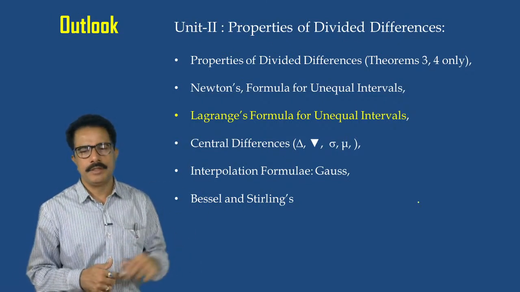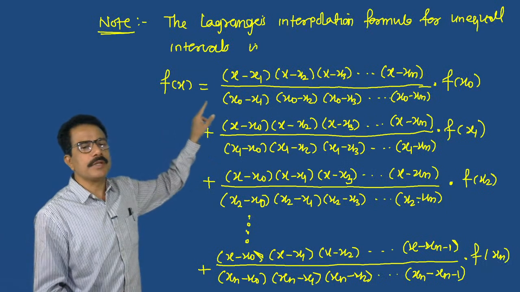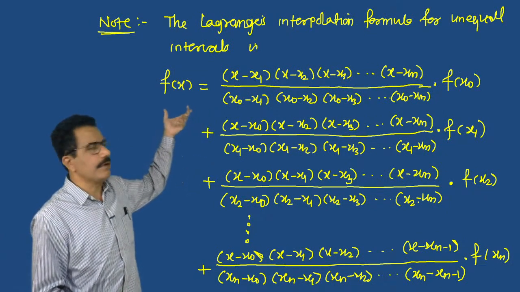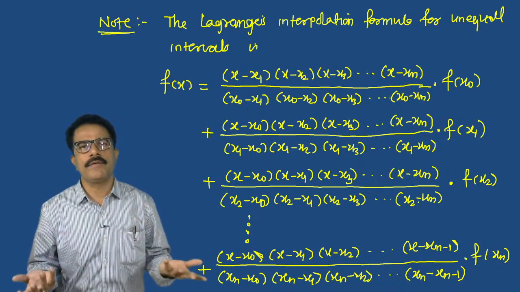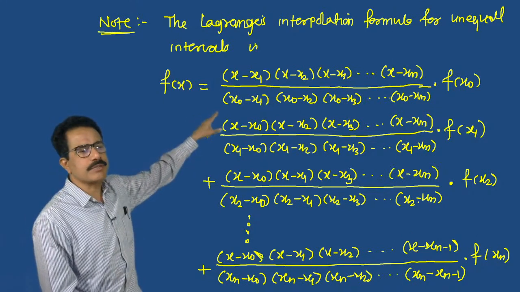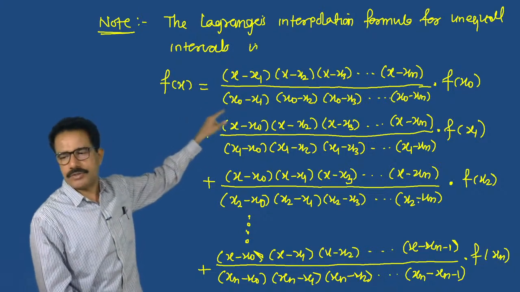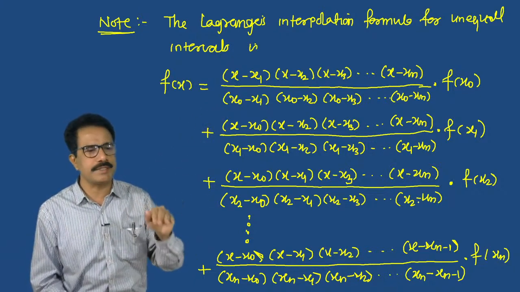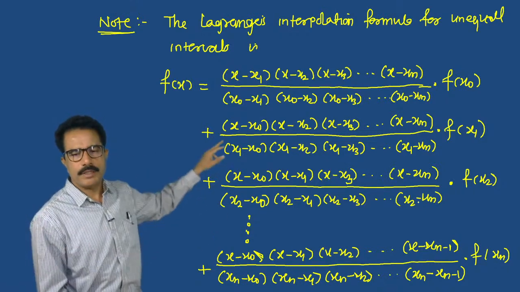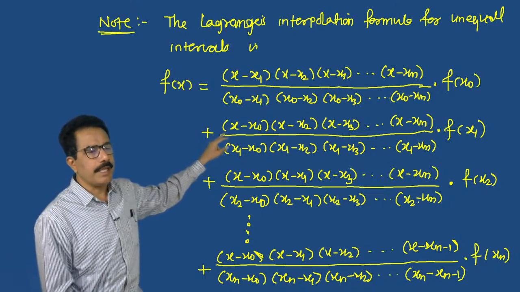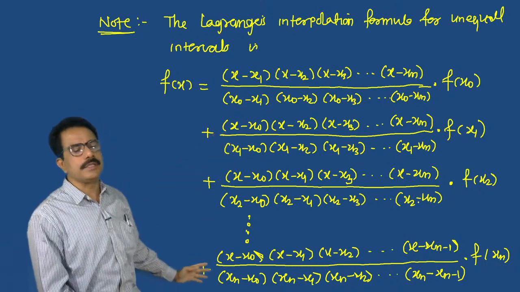So the formula which we have studied is Lagrange's interpolation formula for the unequal interval. f of x, or Pn of x, is equal to, suppose f of x is the unknown function, then (x minus x1)(x minus x2)(x minus x3) dot dot dot (x minus xn) divided by (x0 minus x1)(x0 minus x2)(x0 minus x3) dot dot dot (x0 minus xn) into f of x0, plus the second term will be (x minus x0)(x minus x2)(x minus x3). In this way we can write Lagrange's interpolation formula.